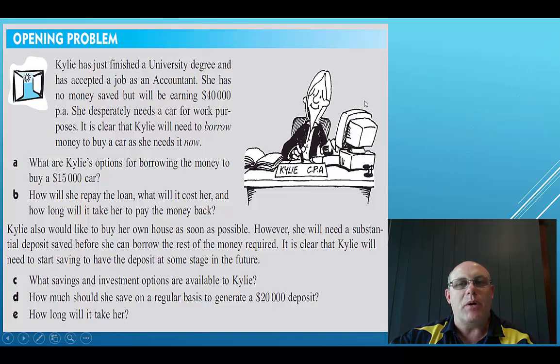So, the opening problem you'll find in your textbook looks at Kylie. She's got a job, she wants to save some money for a car, and then she wants to work out if she can actually afford to pay that car loan off, and then she goes on to looking at borrowing money to save for a house and so on. So, have a quick read of that. It gives you a good idea about what we're going to do.